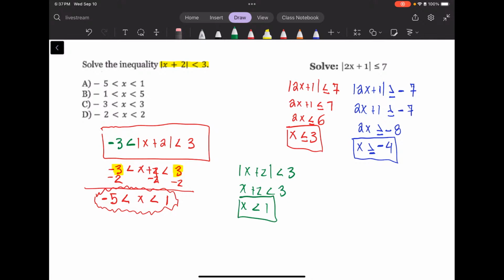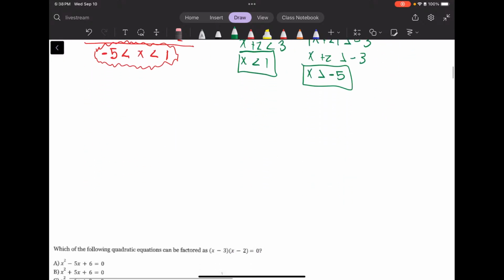X is less than 1 for the first one. And then we'll repeat the process, right? Absolute value of x plus 2 is now greater than -3. Once we drop the brackets, right, we subtract 2. We have x is greater than -5. And that's what this statement is basically saying in the red. So either way is going to work for you, family. Just pick the best method for you. And I would typically tell you to know both of them.